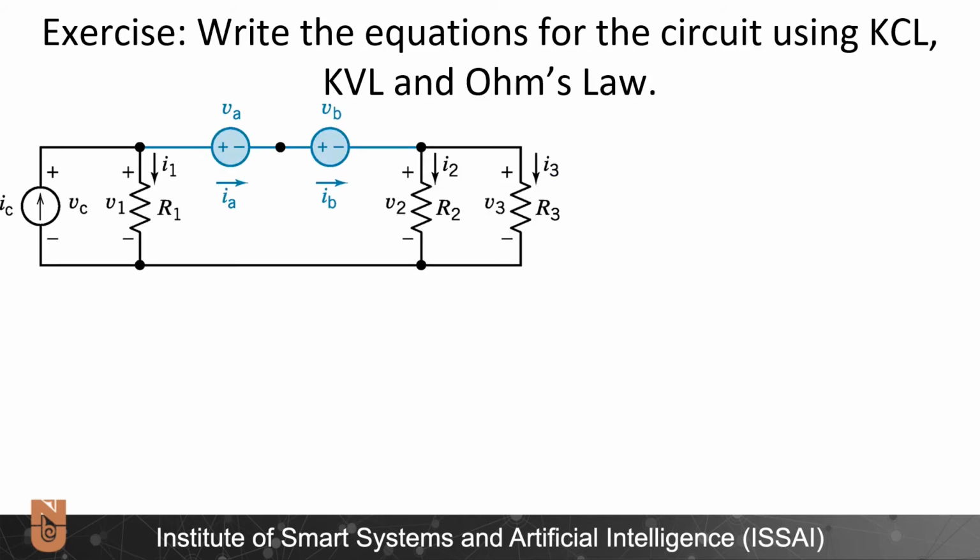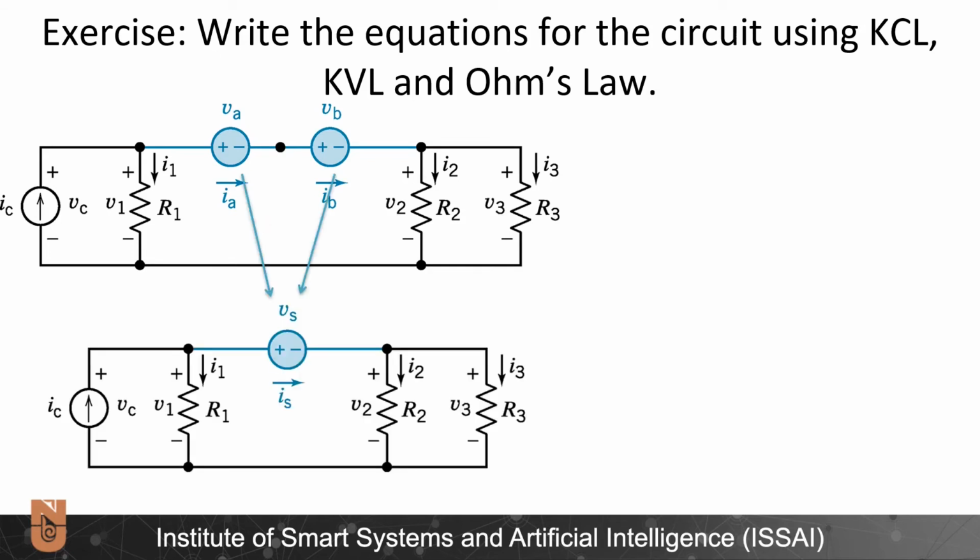In this exercise, we need to write the equations for the circuit using KCL, KVL, and Ohm's law. And we observe that we have two voltage sources connected in series, VA and VB. Our first step should be to combine these voltage sources. When we combine these voltage sources, we end up with a single VS, which is equal to VA plus VB.